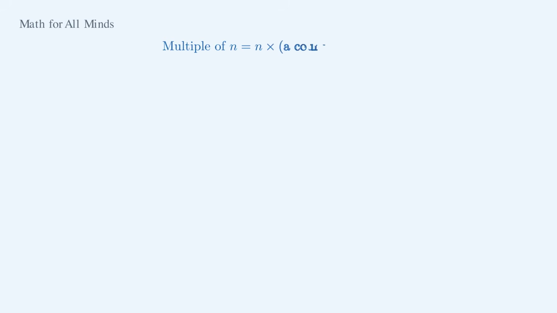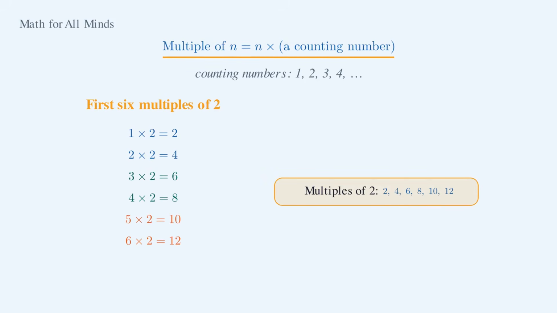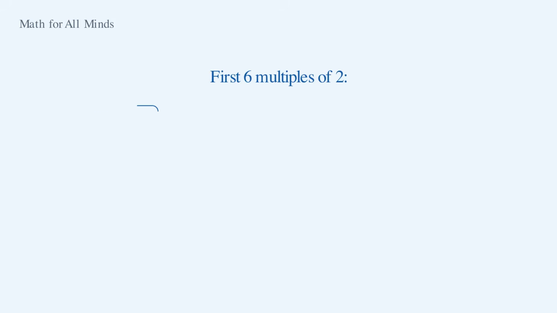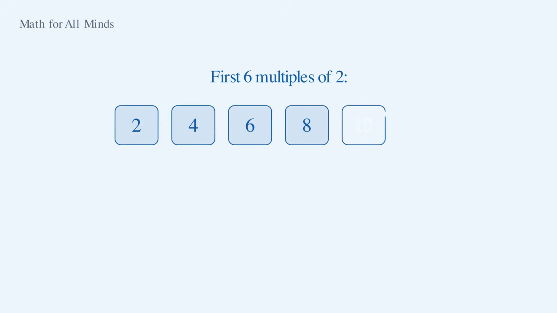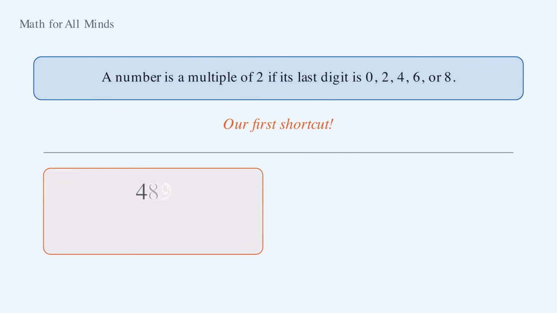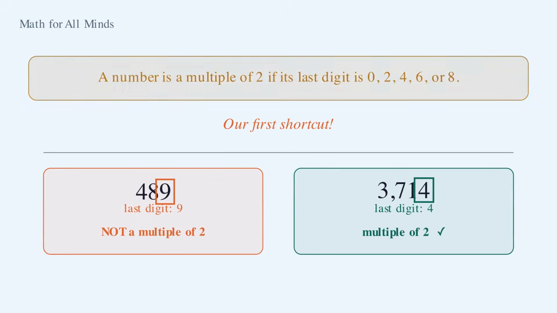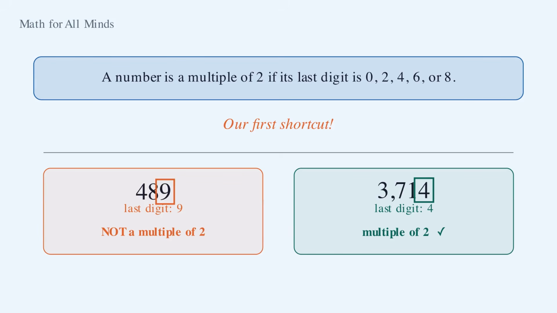A multiple of a number is what you get when you multiply that number by a counting number. That's 1, 2, 3, 4, and so on. So the first 6 multiples of 2 are 2, 4, 6, 8, 10, and 12. And here's something you probably already sensed. Every multiple of 2 ends in 0, 2, 4, 6, or 8. That gives us our very first shortcut.